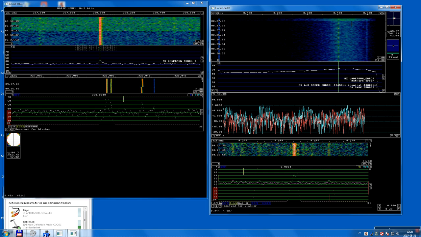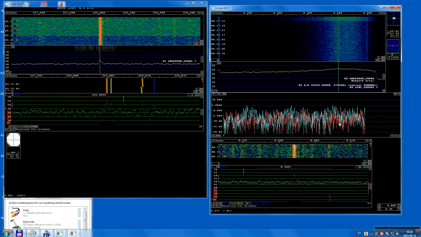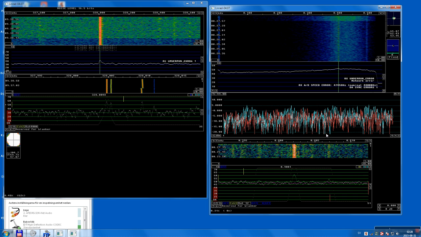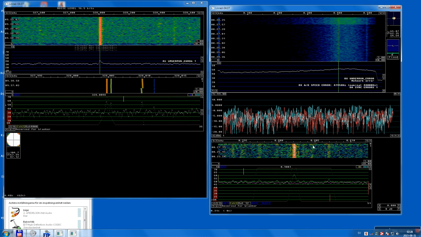Here you can see the increased noise floor in the main waterfall, and then we have the delay of the second instance of Linrad. And since there is no averaging, 3 dB is not so easy to see. But here you can see in the waterfall, here the noise floor goes up.